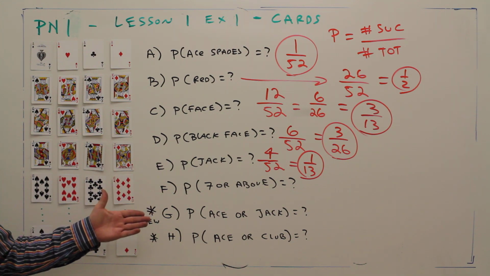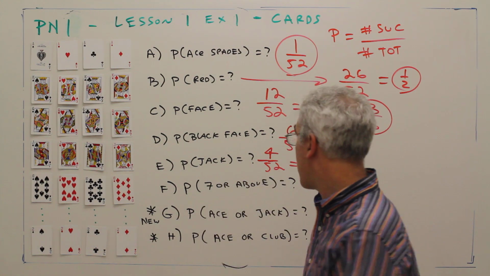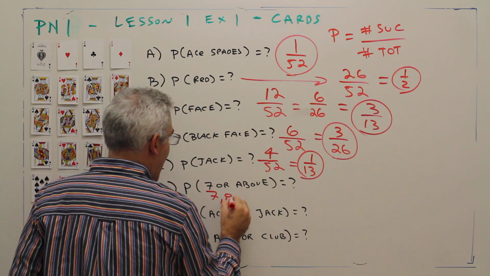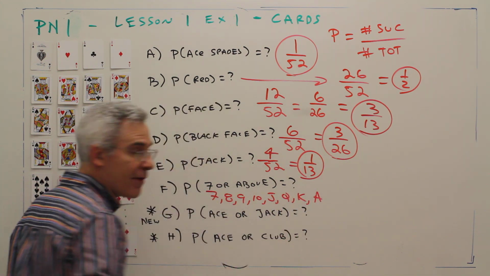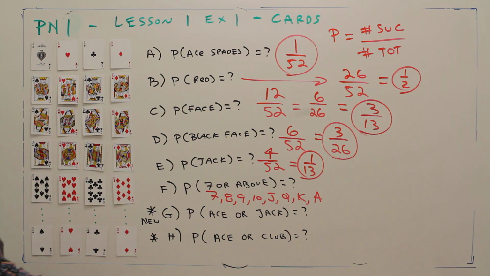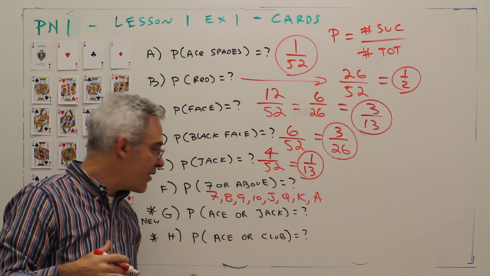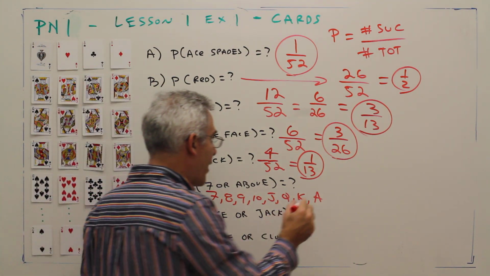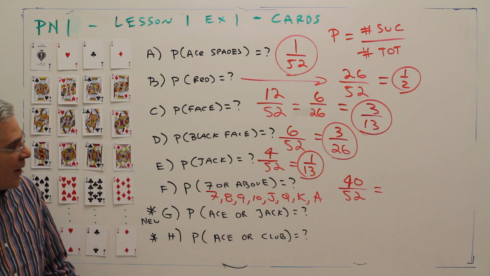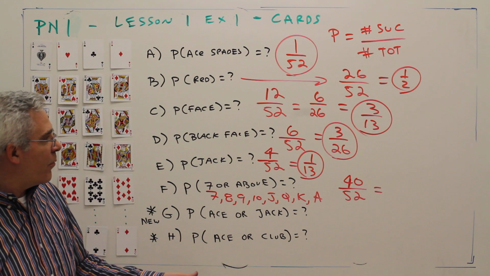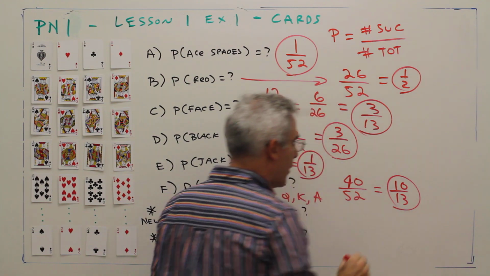The probability of getting a 7 or above. So I've got 7s or higher. I'll just make a list: 7, 8, 9, 10, Jack, Queen, King, Ace. Remember, aces are going to count high. So there's 1, 2, 3, 4, 5, 6, 7, 8. There's 4 cards in each rank, so that's 40 successful outcomes over 52. Again, I'll just divide through by 4 and get 10 over 13.